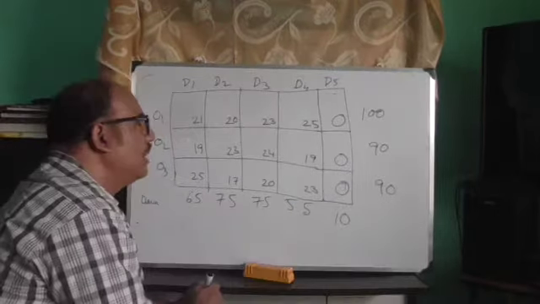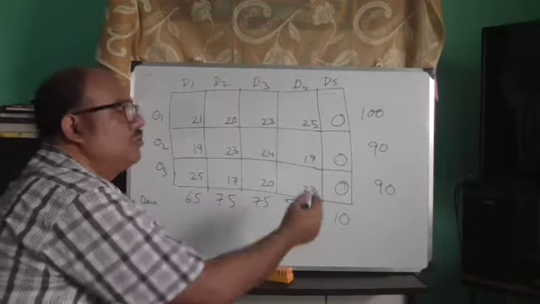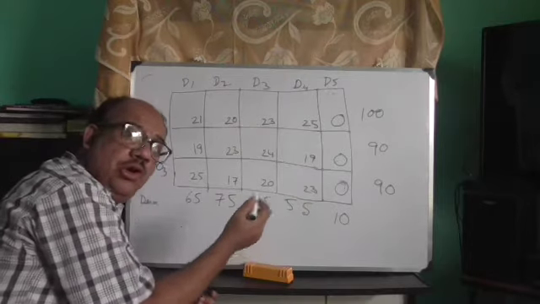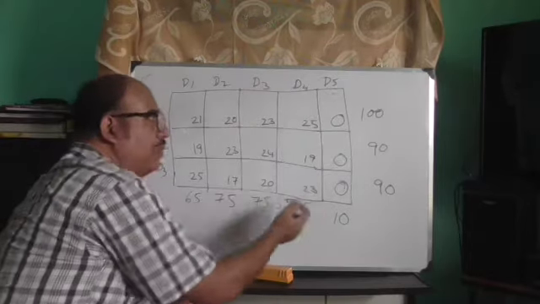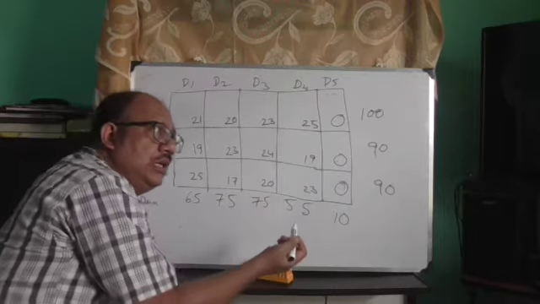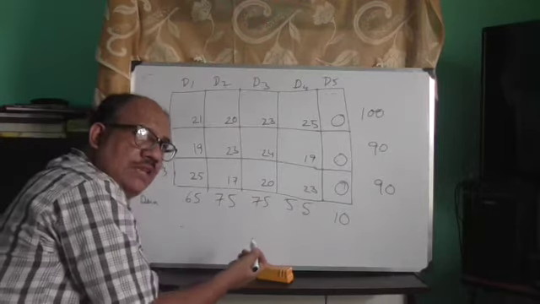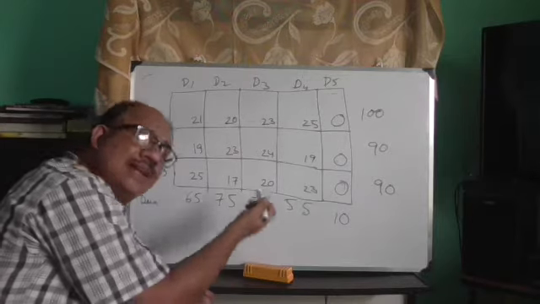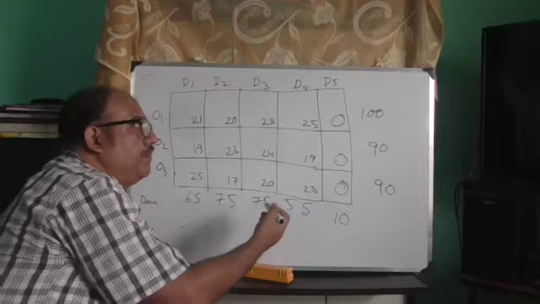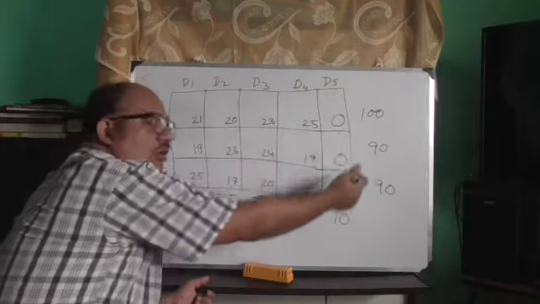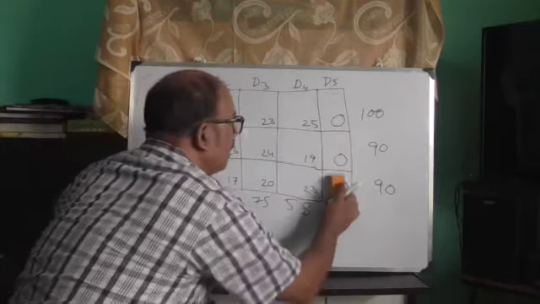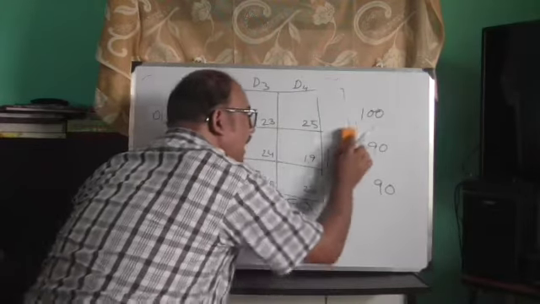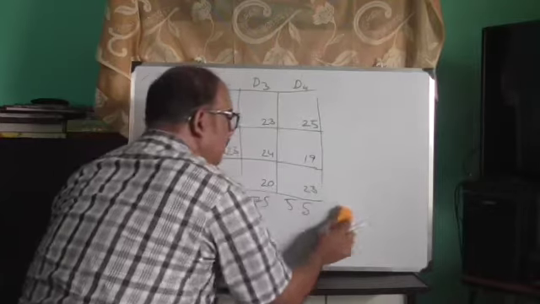As I have said, the first thing is to check whether the problem is balanced or not. If the problem is not balanced, you have to balance it by introducing a fictitious origin if the demand is more. If the demand is less, then you have to introduce a fictitious destination with transportation cost as 0. So let's go back to our original problem and try to solve it.